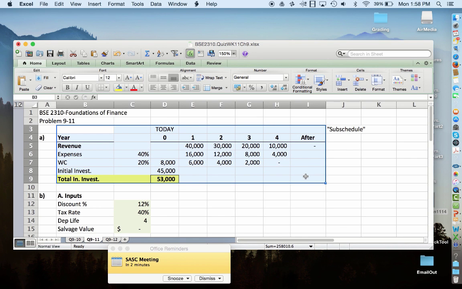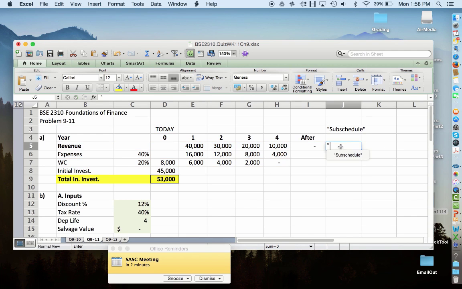So no shortcuts. So part A asks, what is the initial investment in the product? Don't forget working capital. So when you see something that says initial investment or initial outlay, something like that, essentially that means the year 0 amount. That's what you're trying to find. What are we going to spend in year 0?